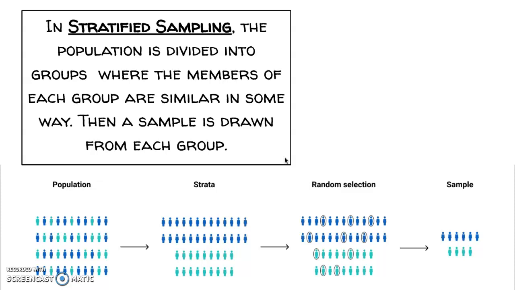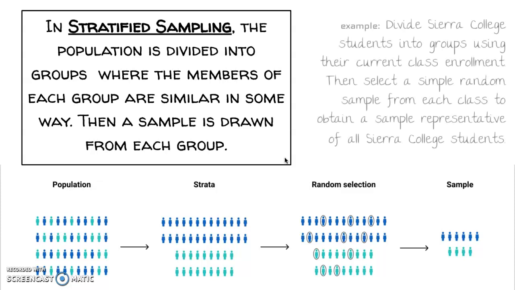Now we select our random sample by randomly selecting members from each of the strata, from each of the groups. You can see I've only selected 4 members from the teal group, and I've selected 6 members from the blue group because the blue group was larger. So it's a proportionate random sample here. And then those 10 individuals that were circled become my sample.